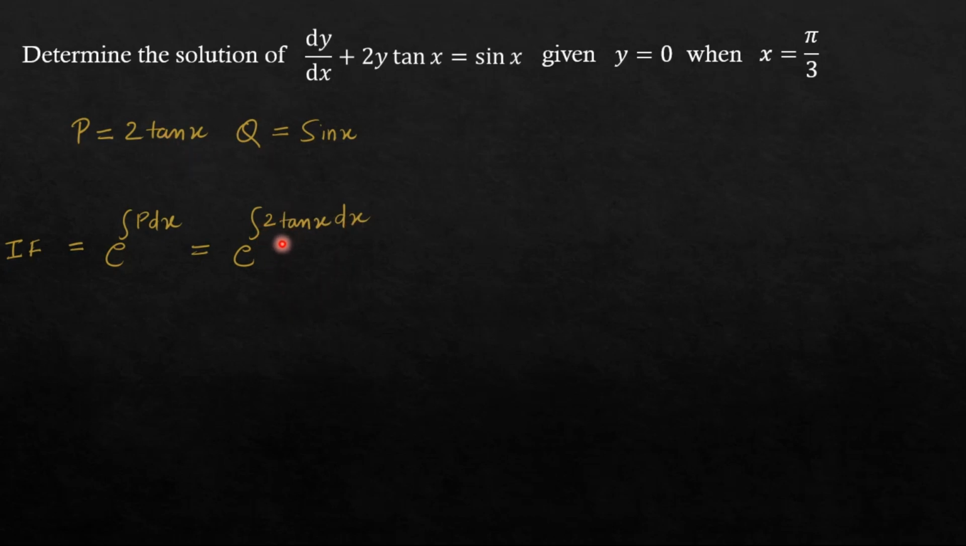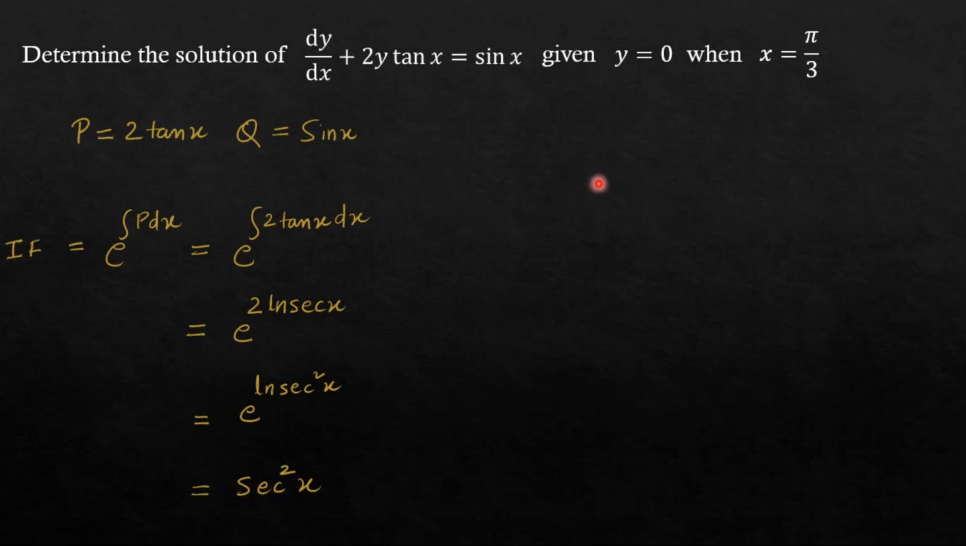Now we know that the integration of tan x is equal to ln sec x, log sec x you can say. So it will be e raised to the power 2 ln sec x. Take this 2 inside, it will become ln sec square x, by log property. And also we know that e to the power log x is equal to x. By that property it will become sec square x. So the integrating factor we get is sec square x.